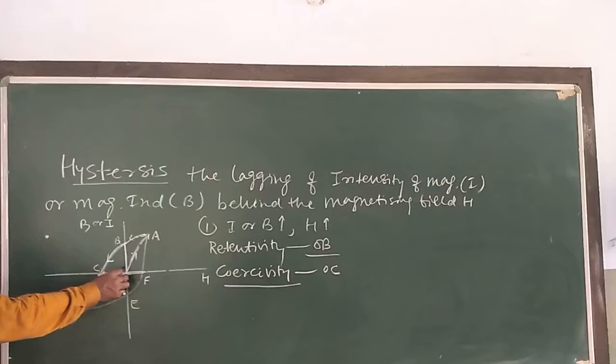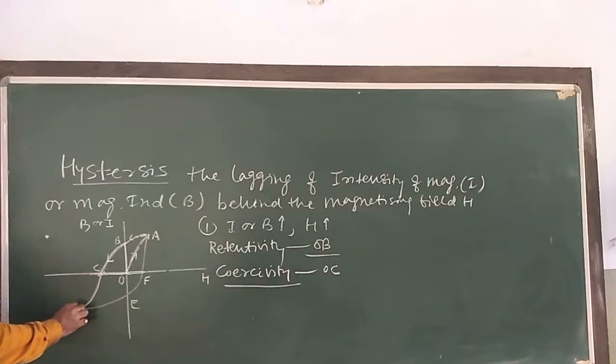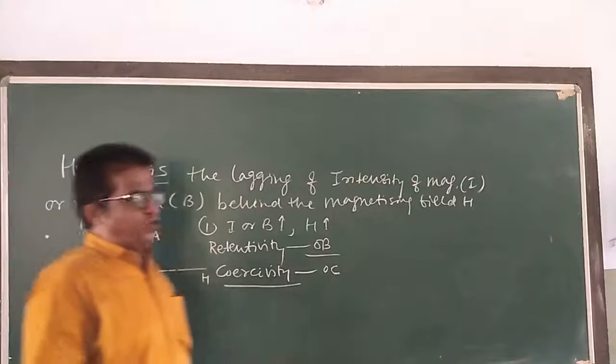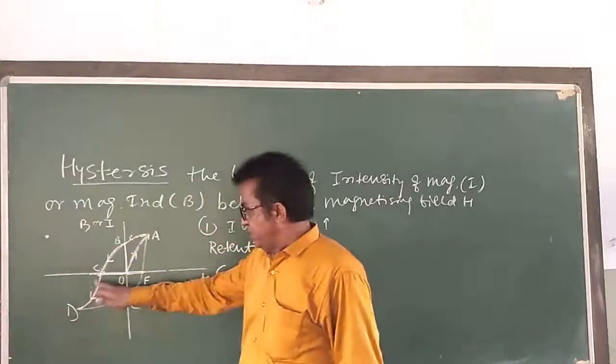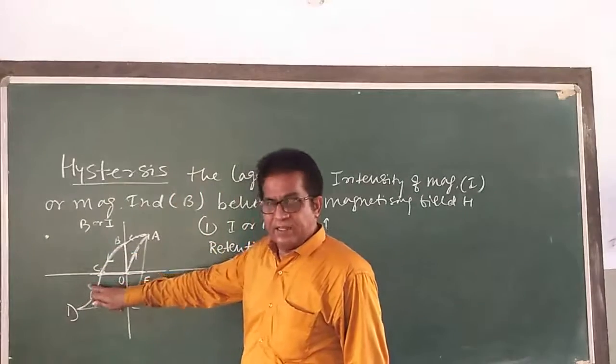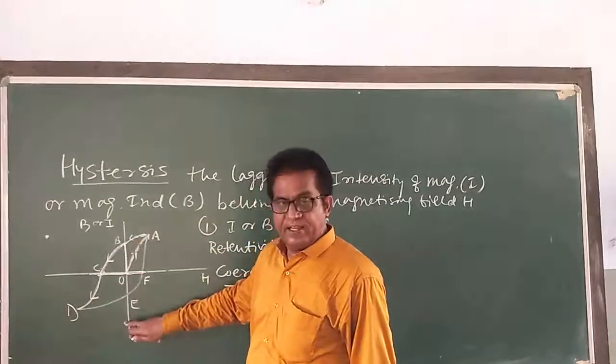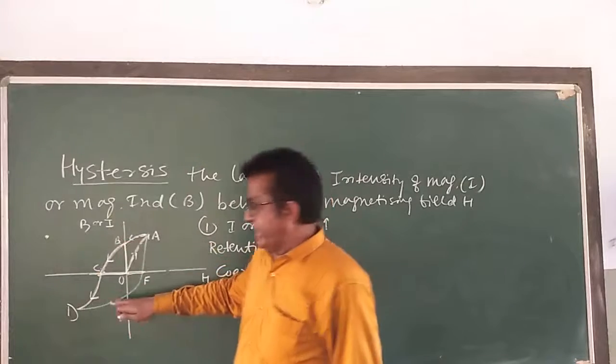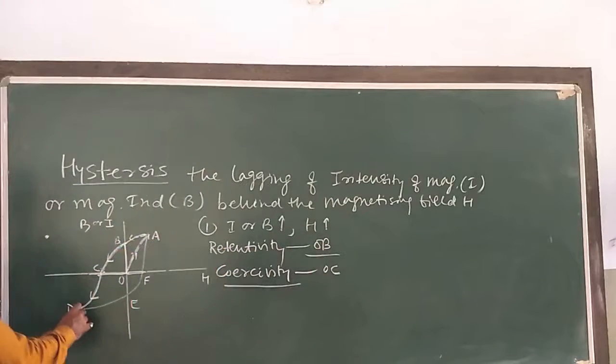Now, as H further increases, I or B increases along CD. At the point D, the material acquires the state of magnetic saturation. As H is increased, I and B increase in the opposite direction, and this point D is called the state of saturation.